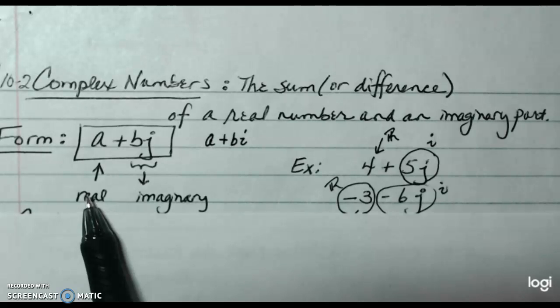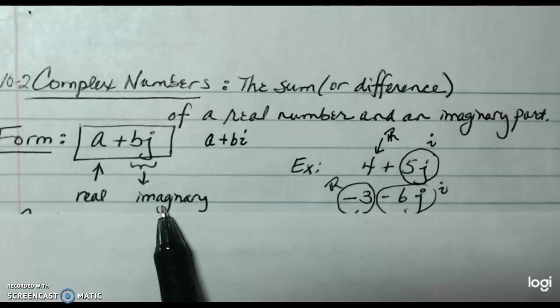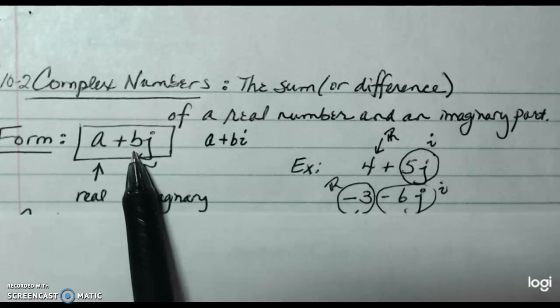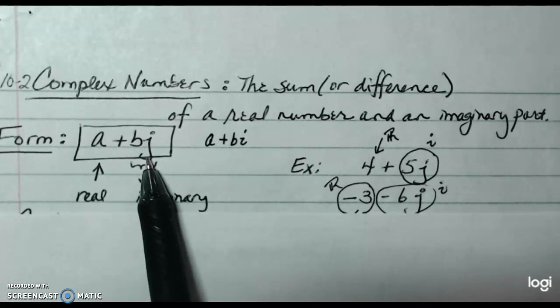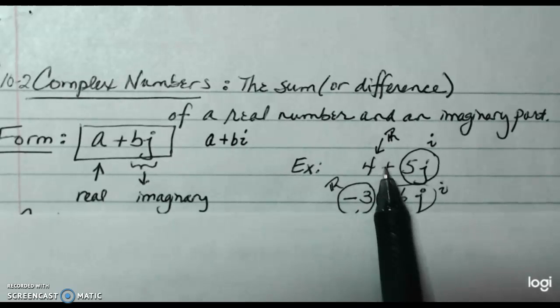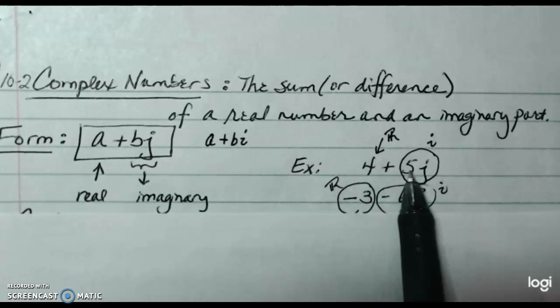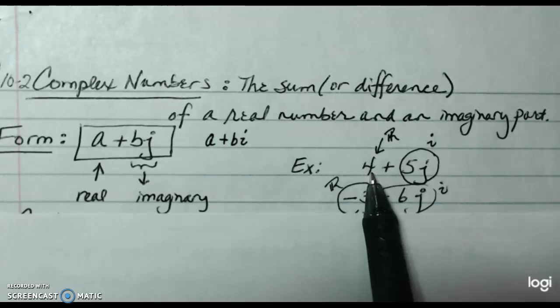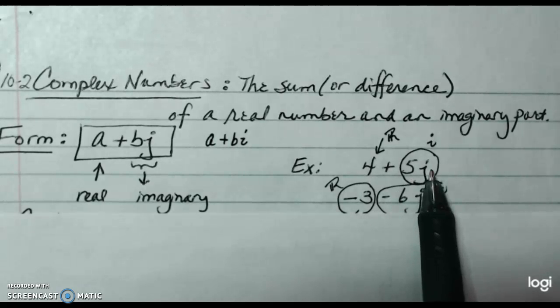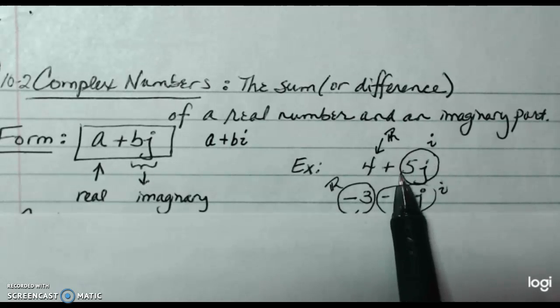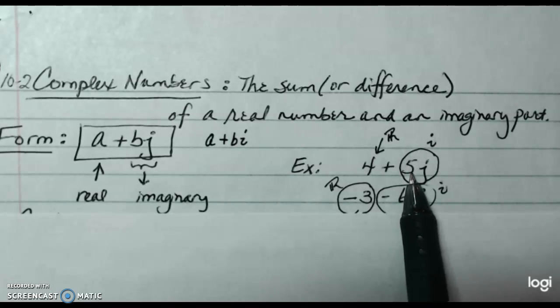It could be positive, negative, a fraction, or a decimal. The imaginary component has a multiplier b, a coefficient of b, which is in and of itself a real number, again a fraction, a decimal, positive or negative, and then the imaginary number j or i. So for example, in the number 4 plus 5j, 4 is the real component, 5j is the imaginary component. In fact, positive 5j is the imaginary component.